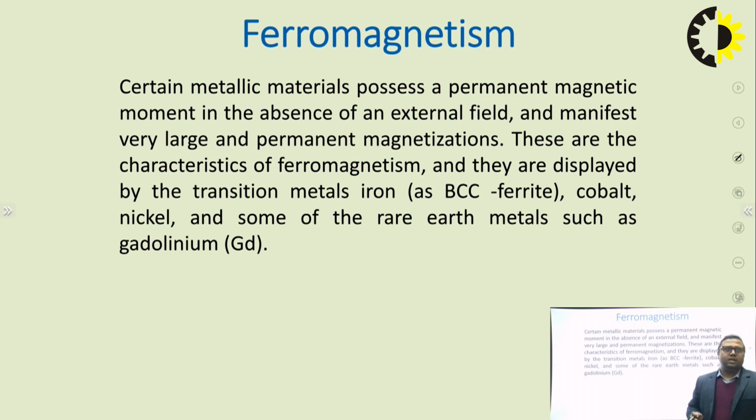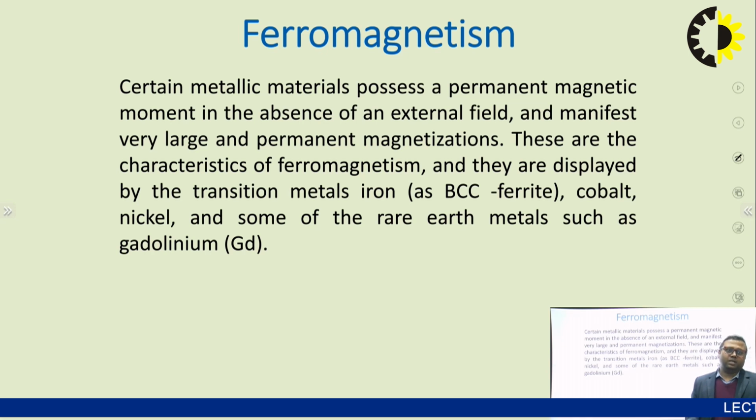Certain metallic materials possess a permanent magnetic moment in the absence of an external magnetic field, and this manifests as a very large and permanent magnetization. These are the characteristics of ferromagnetism, and they are displayed by transition metals like iron, cobalt, nickel, and some rare earth metals like gadolinium. So even in the absence of an external magnetic field, these types of materials possess a permanent magnetic moment. That's why these materials are largely used when we want to use them as a magnet.